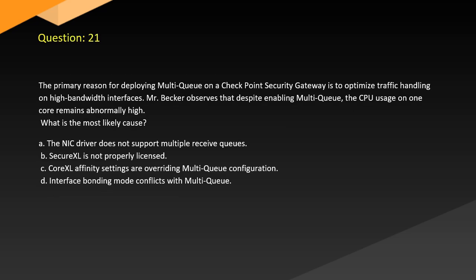Question 21. The primary reason for deploying Multi-Queue on the Check Point security gateways is to optimize traffic handling on high-bandwidth interfaces. Becker observes that despite enabling Multi-Queue, the CPU usage on one core remains abnormally high. What is the most likely cause? A. The NIC driver does not support multiple receive queues. B. SecureXL is not properly licensed. C. CoreXL affinity settings are overriding Multi-Queue configuration. D. Interface bonding mode conflicts with Multi-Queue.